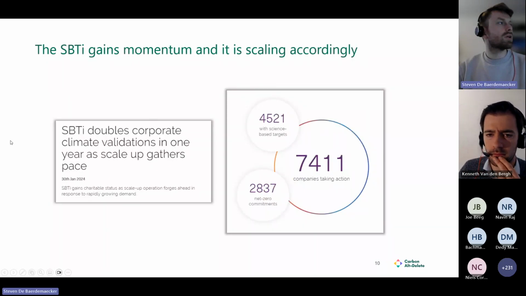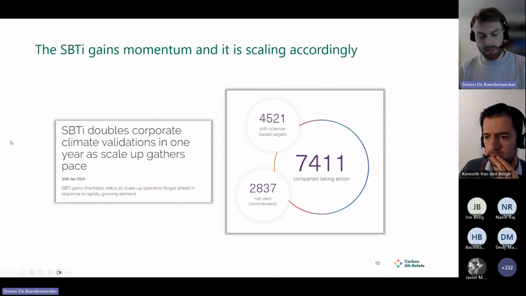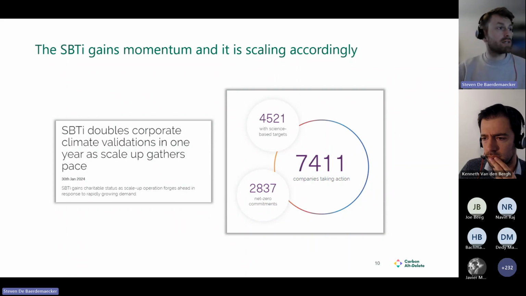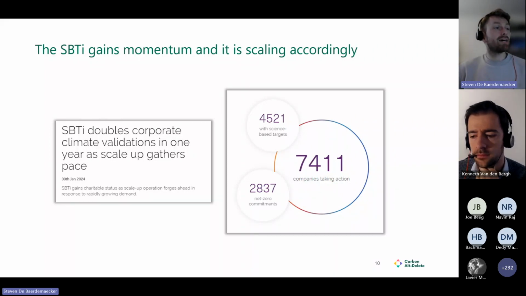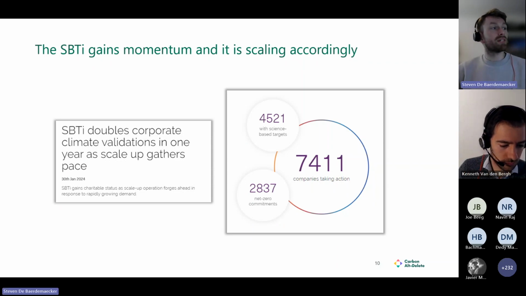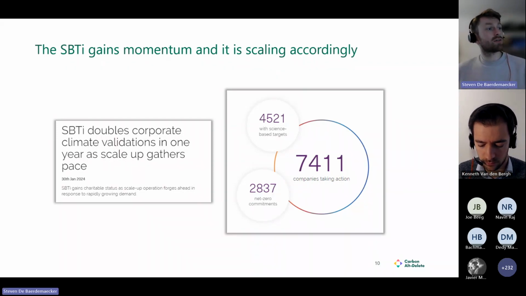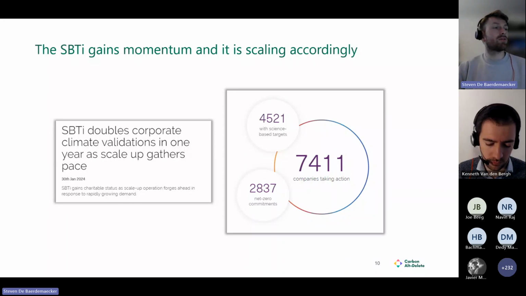Before we go into more, let's say, content aspects of the SBTi, I think it's a nice one to keep in mind what the size of the SBTi is. At the moment, more than 4,500 companies have set their science-based targets and are taking action, or are committing. More than 7,000 are committing to take actions, and a bit less than 3,000, let's say 2/3, also commit to net zero by 2050.